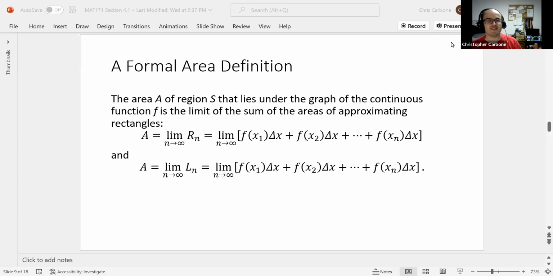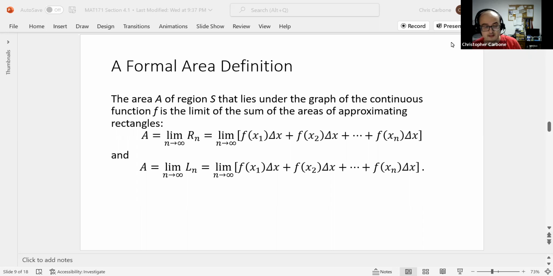Welcome to part 2 of the area underneath the curve and the distance problems. So to give a formal definition of our area, the region S that lies under the graph of a continuous function f is the limit of the sum of the areas of approximating rectangles. And that depends on whether we're using the right or left endpoints.